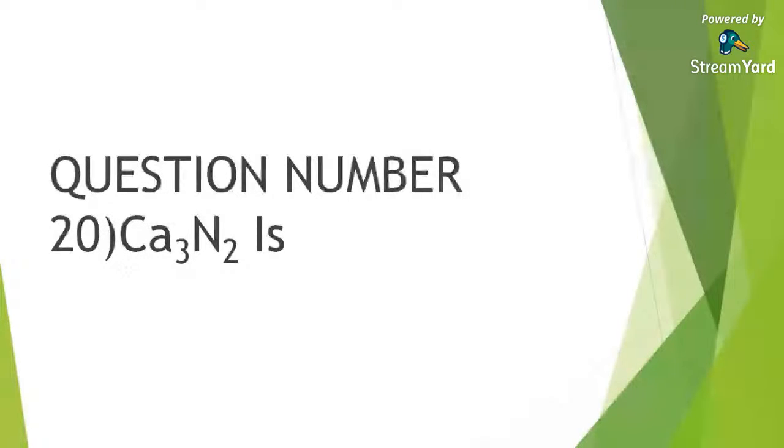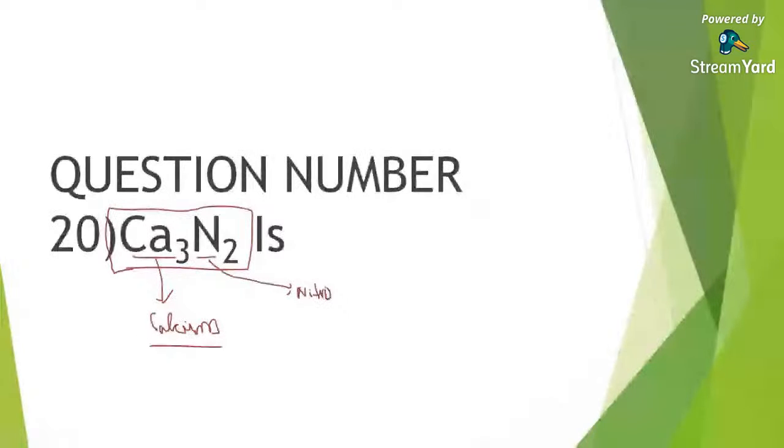Ca3N2 means this is what? What is the name of this compound? And one more thing, from this formula we can find the valency of calcium also and we can find the valency of nitrogen also. So the valency of calcium is what here? 2, and valency of nitrogen is what here? 3. How did we get the valency of these elements from this compound? Yes, through the criss-cross method.